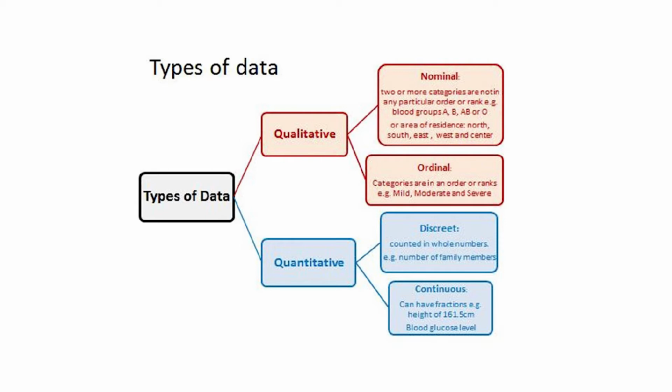Discrete is counted in whole numbers, for example the number of family members, or continuous can have fractions. Example given: a height of 161.5 centimeters or blood glucose level. So this is going to be considered, and there are certain more examples which can show what exactly the quantitative variables are and what exactly the qualitative variables are.